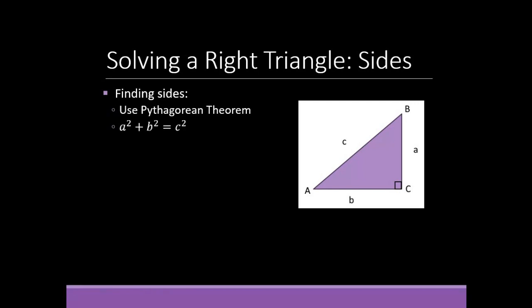It is a squared plus b squared equals c squared. So what does the squared mean? It means multiply it by itself. So that means a times a plus b times b equals c times c.